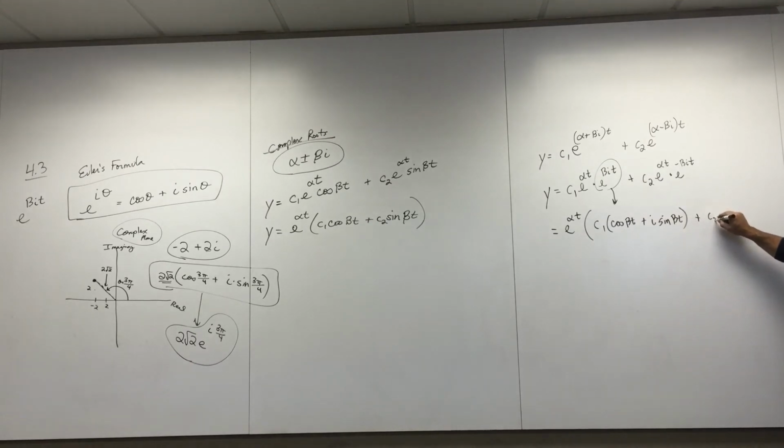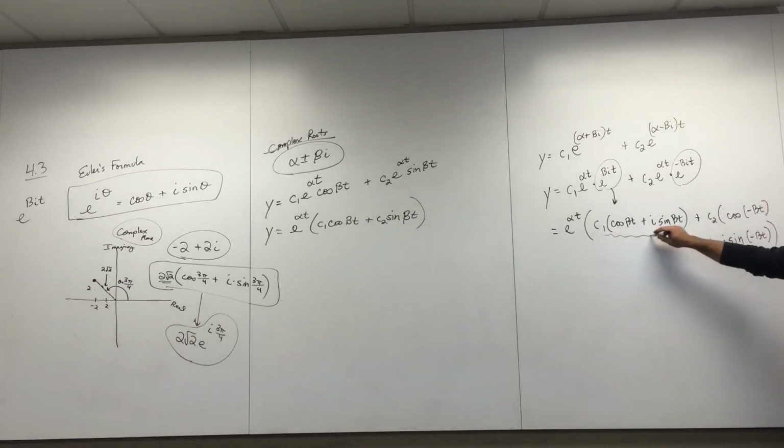Okay, plus C2. And now what am I going to do on this one? Remember, this guy's factored out, and now I have this. So who is my theta? Negative beta t. So I'm going to write cosine negative beta t plus i sine negative beta t. You guys okay? So now what?